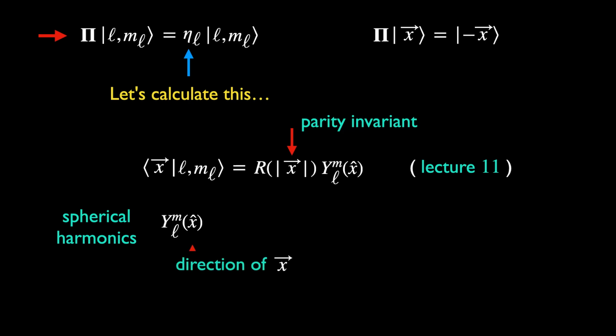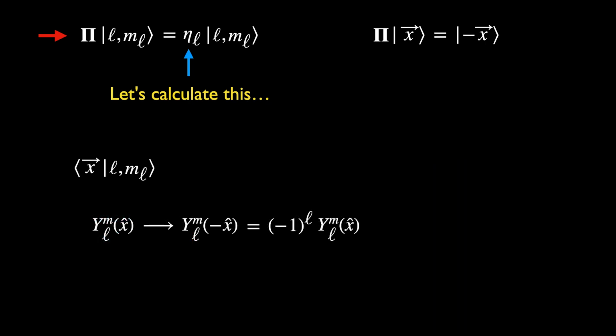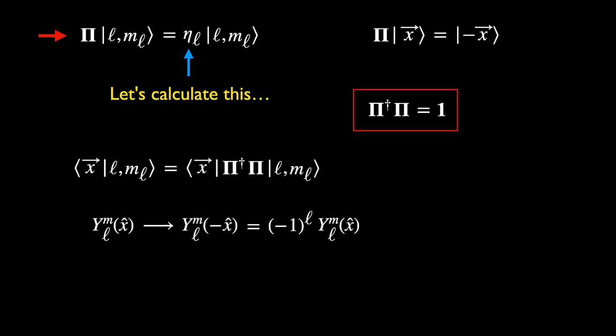X hat here is just the unit vector that points in the direction of x. We know how this transforms under parity from the results of lecture 11. This transformation simply multiplies the original function by -1 to the power of L. Let's apply this result to the above. Insert the parity operators using its unitarity. Pi dagger acting towards its left on x just gives the state -x.